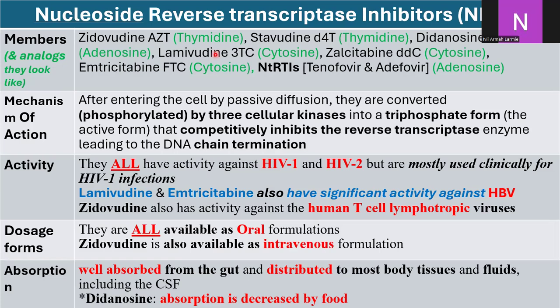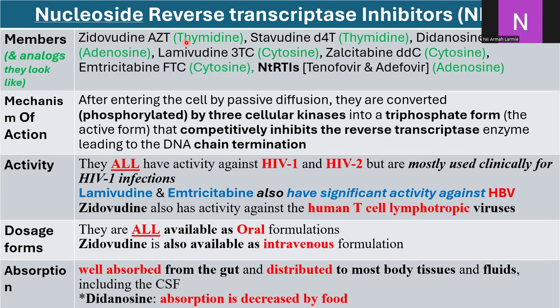And this is where the competitive inhibition comes in. Where the viral reverse transcriptase enzyme picks the true building block, thymidine, it will make proper viral DNA. But if it picks our drug, for example zidovudine, it will make a faulty DNA.